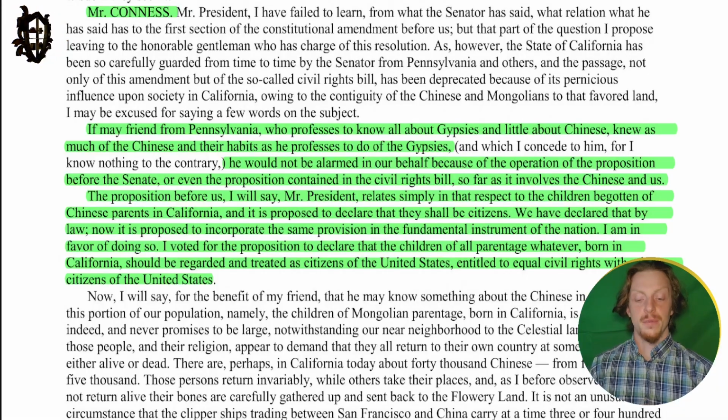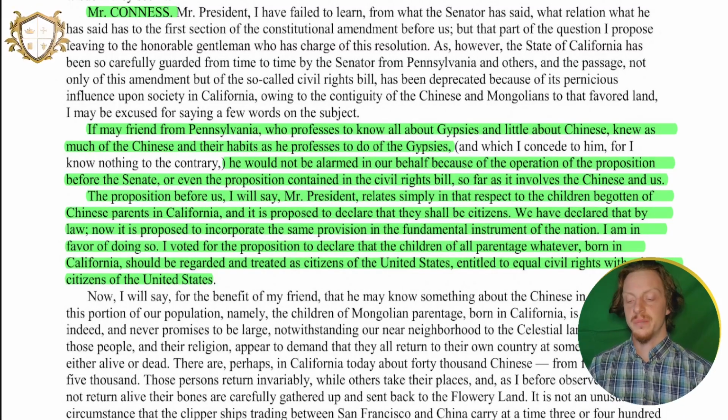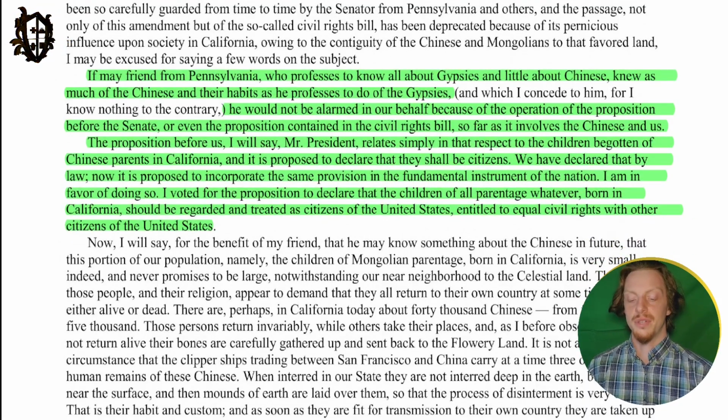If my friend from Pennsylvania, who professes to know all about gypsies and little about Chinese, knew as much of the Chinese and their habits as he professes to do of the gypsies, and which I concede to him, for I know nothing to the contrary, he would not be alarmed in our behalf because of the operation of the proposition before the Senate, or even the proposition contained in the Civil Rights Bill, so far as it involves the Chinese and us.